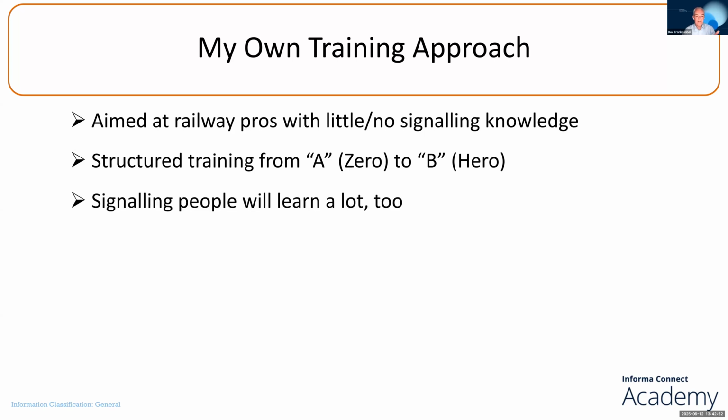The thing is, and I find this quite fascinating, I've found it fascinating for the majority of 10 years now, that signaling people coming into my trainings, which most of them are, will learn a lot too. A classic example is somebody working on CBTC for more than 20 years, did my CBTC training, came back to me, said, I only wished I would have had this 10 years earlier. We could have avoided so many mistakes in our application of CBTC.